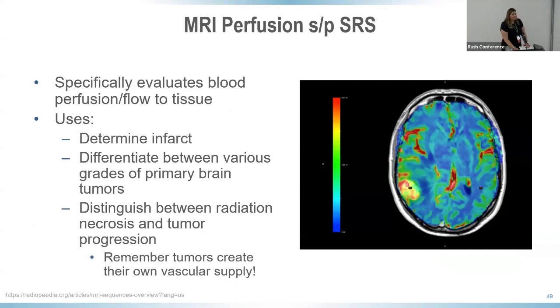Well, we use MRI perfusions after SRS, and this specifically looks at the cerebral blood flow to the tissue. We use this to determine, is this infarct, differentiate between different brain tumors, and distinguish between true radiation necrosis or tumor progression. Remember that tumors have their own blood flow. So an area with high perfusion or cerebral blood flow, you're going to be concerned that there's cancer there and it's not dead tissue.